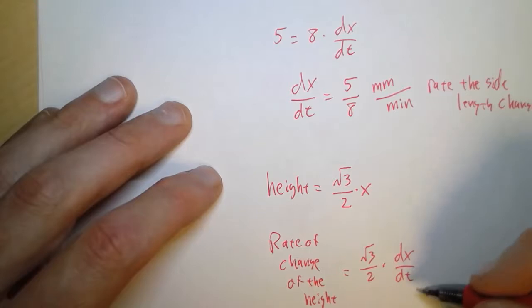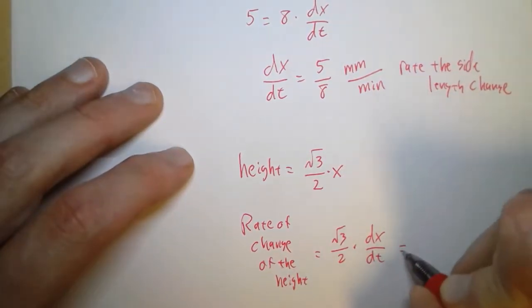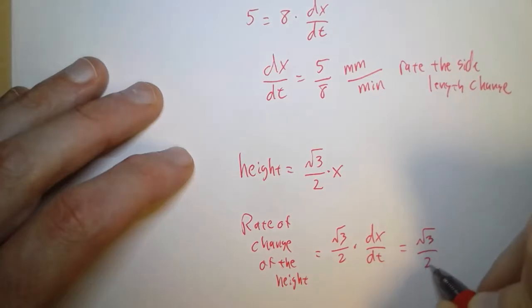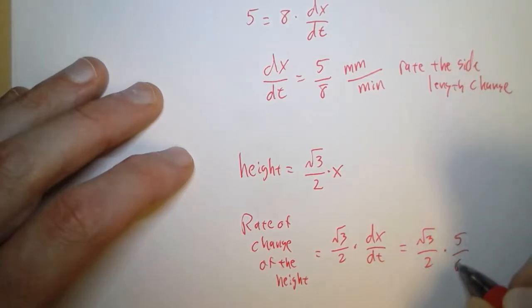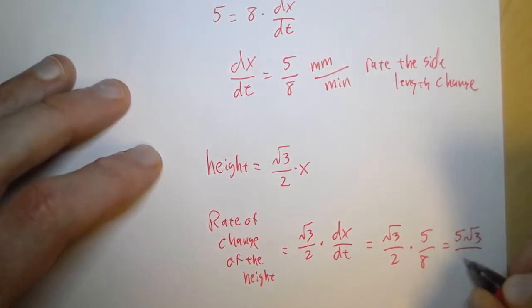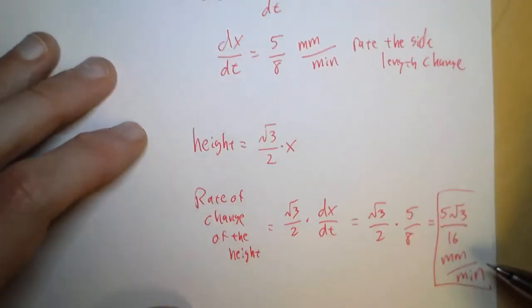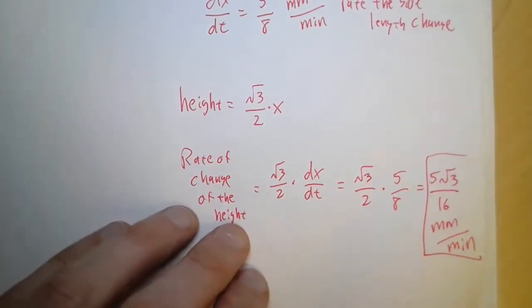Well, we know what dx/dt is. dx/dt is the 5/8 that we found. So we have square root of 3 over 2 times 5/8. So we have 5 square root of 3 over 16 millimeters per minute. And this is the rate at which the height of the triangle is changing.